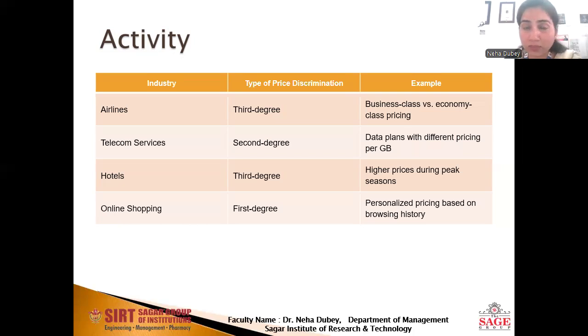Now the telecom services, tell me the second degree: the data plans with different pricing per GB. Hotels, the third degree: higher prices during the peak season. And online shopping, that is the first degree, willingness to pay, personalized pricing based on browsing history.